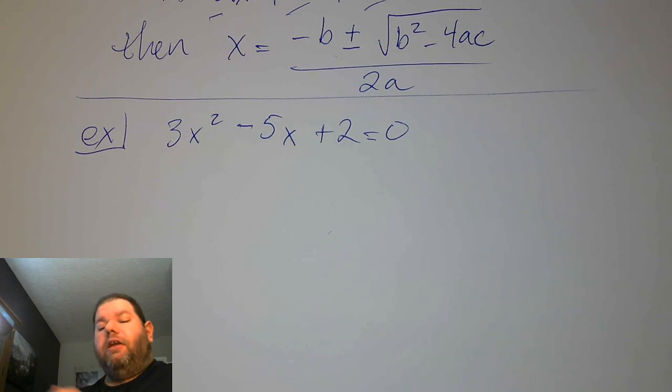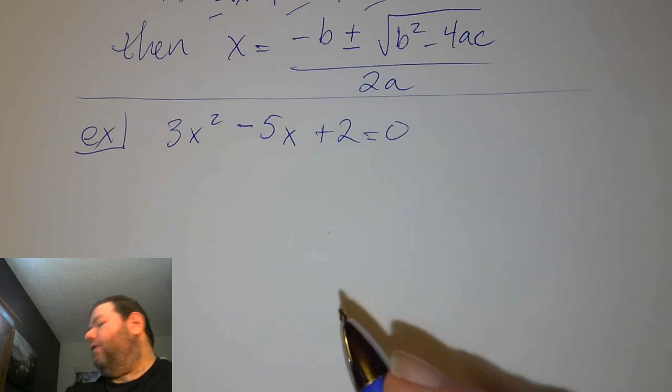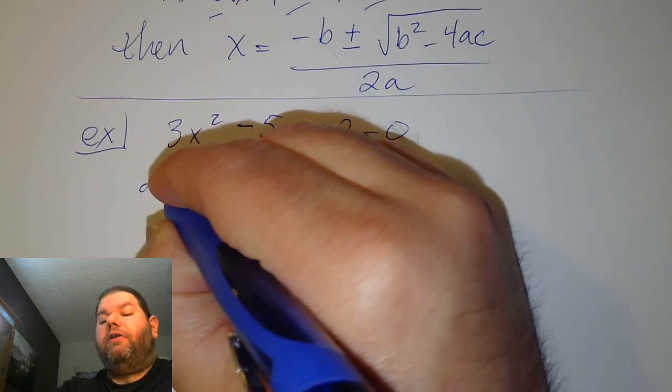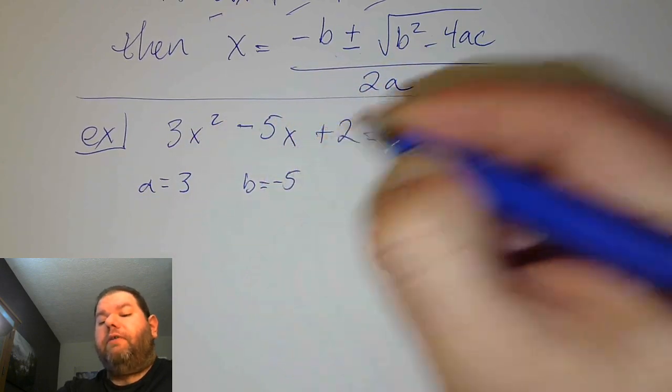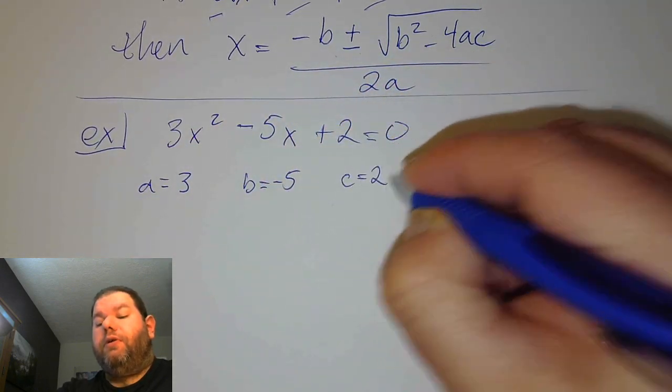And sometimes, if it is factorable, it might take a little more work to do the quadratic formula, but if we're just not sure how to factor something in the first place, then the quadratic formula is an excellent approach to actually solving that problem. So here we have a value of a equals 3, b equals negative 5, c equals 2.